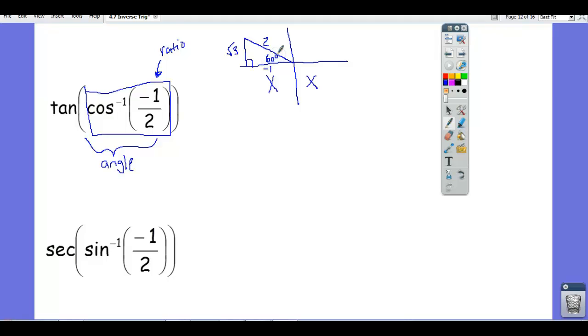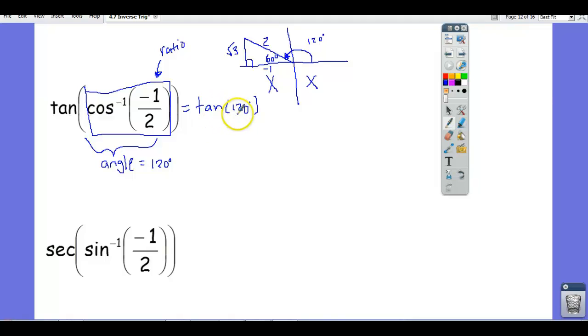So you can see there's a lot of working backwards in these problems. Now this angle I'm going to put down here is not 60 degrees because remember the name of the game is we start here and rotate until the terminal side is basically where that hypotenuse is. So we're going to put down 120 degrees. So the angle is 120 degrees, so this whole inner part is 120 degrees. Now I have to take the tangent of 120 degrees. So notice we're working our way outwards.